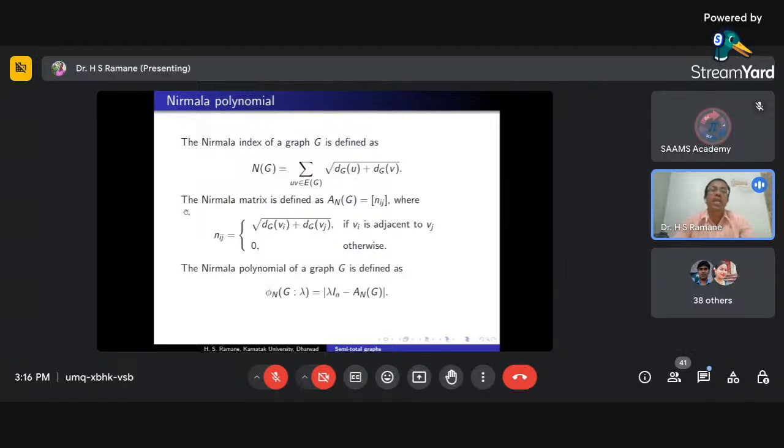Then correspondingly a matrix can be defined, that is called the Nirmala matrix. This is defined and introduced by Gutman and Kulli. It is also a square matrix whose ij-th entry is the square root of d of vi plus d of vj if vi is adjacent to vj, otherwise 0. And the characteristic polynomial of this Nirmala matrix is called the Nirmala polynomial.